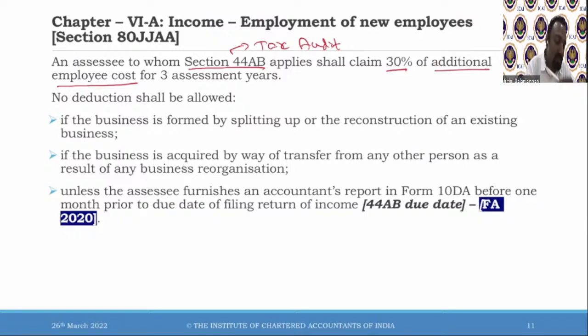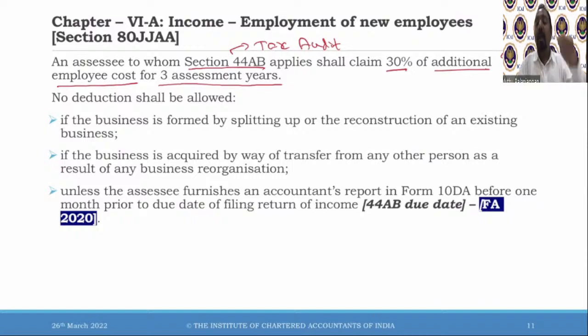So what is additional employee cost? We need to understand this term before understanding the provision. It is eligible for 3 assessment years. So you claim 30% this year, 30% in the subsequent year, and 30% in the next year, which means you claim 90% over the 3-year period.